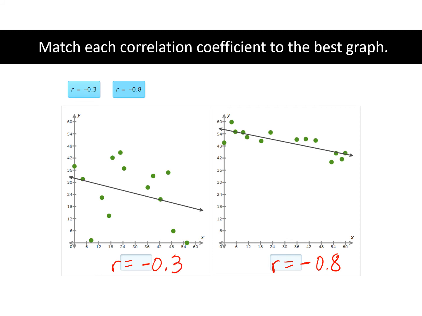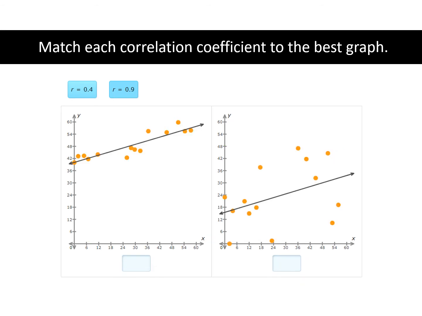Again, they're both negative. They have a negative slope, but since the graph on the right, the points are closer to the line, that is why we use the value that is closer to negative 1. When they're more spread out, even though our value is negative, it's closer to 0. All right, and here's one last example. We have two R values, 0.4 and 0.9. So think about what we just talked about on the last slide and see if you can match these up correctly.